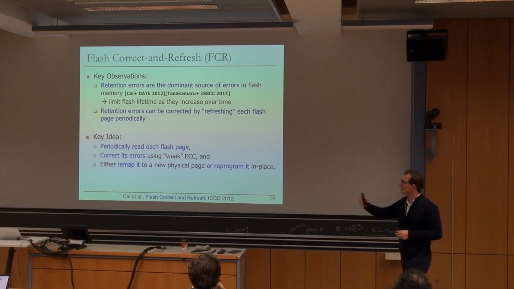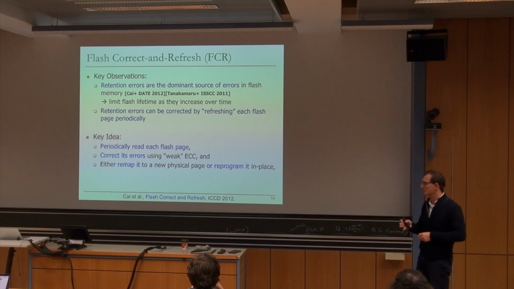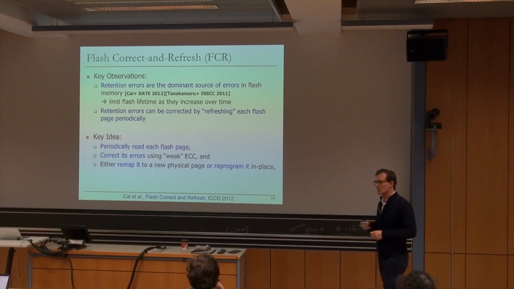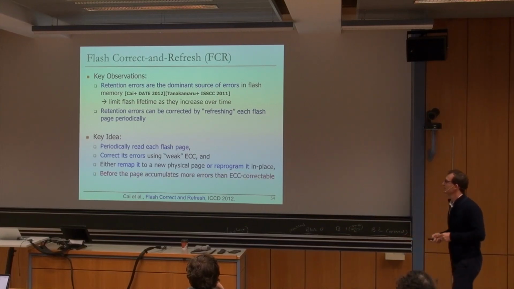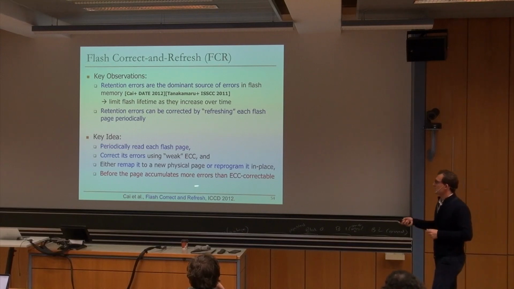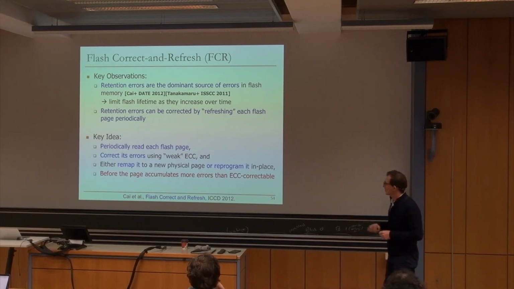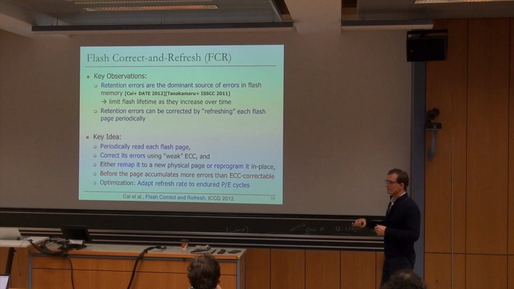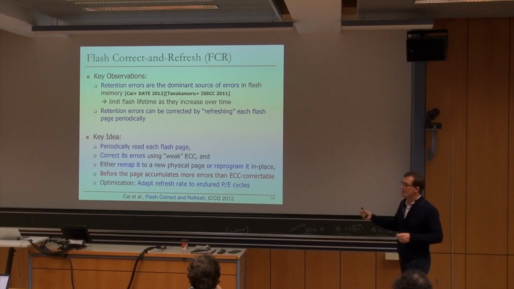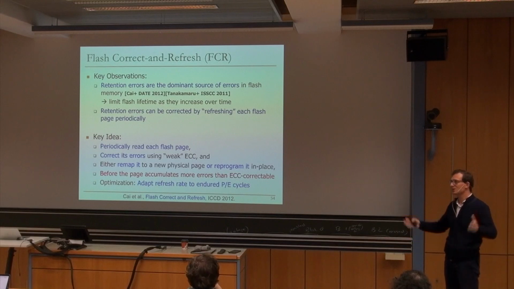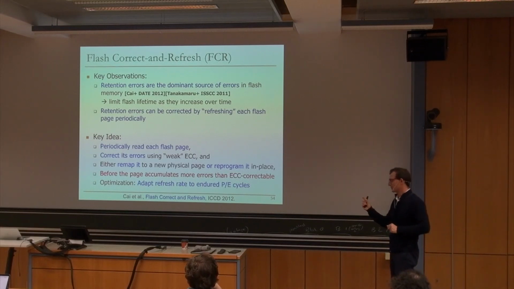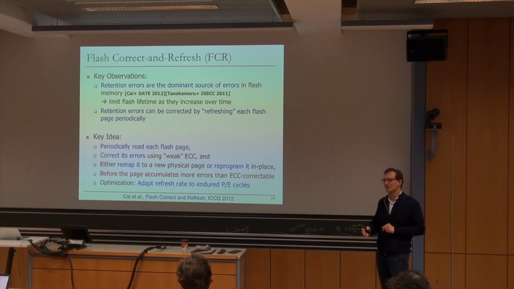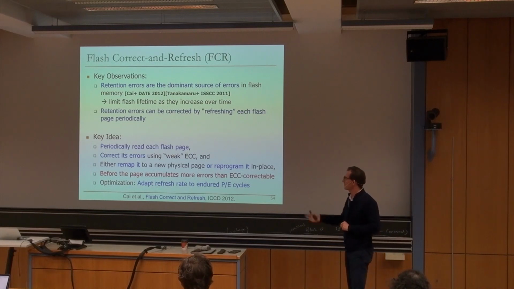It's called correct and refresh. It's not just refresh, because you need to read the page first, correct the errors using the error correcting codes that you have, and then either remap it to a new physical page or reprogram it in place, meaning you increase the voltage levels. Of course, you do this before the page accumulates more errors than correctable by the error correction codes that you have. So you need to do it early enough. The optimization that we have is you can adapt the refresh rate to the endured programming erase cycles. You start without refreshing. For a year, for example, you don't refresh your flash drive, not a year. For the programming erase cycle count, some number of programming erase cycles passes. After that, you start refreshing. After some threshold of programming erase cycles, you start refreshing more.